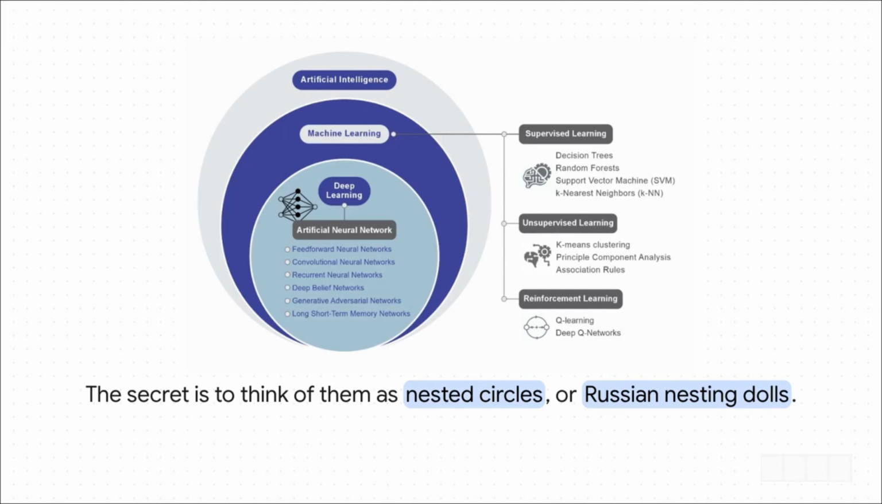The secret to getting this isn't some super complex technical definition. It's actually a really simple image: Russian nesting dolls. AI, that's the biggest, outermost doll. You open it up, and inside you find machine learning. And then you open that one, and you get to the smallest, but maybe the most powerful one: deep learning. So let's open them up one by one.